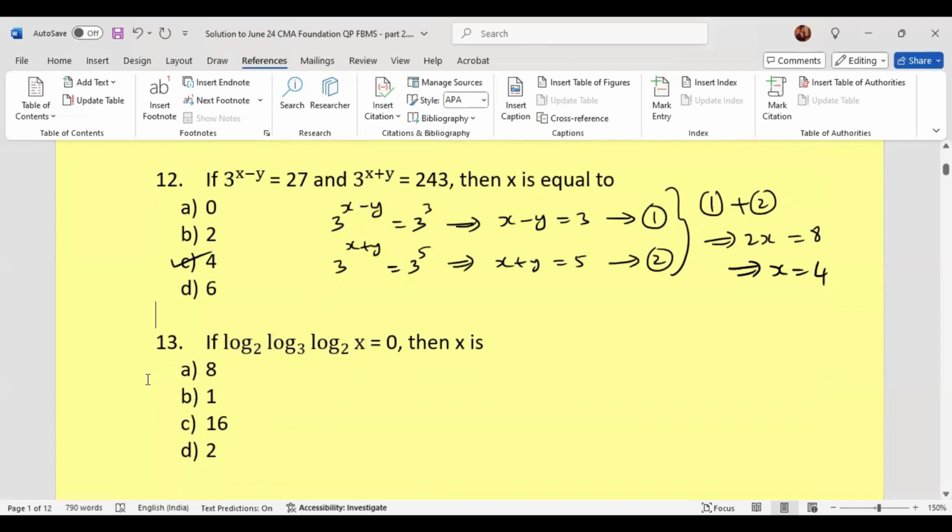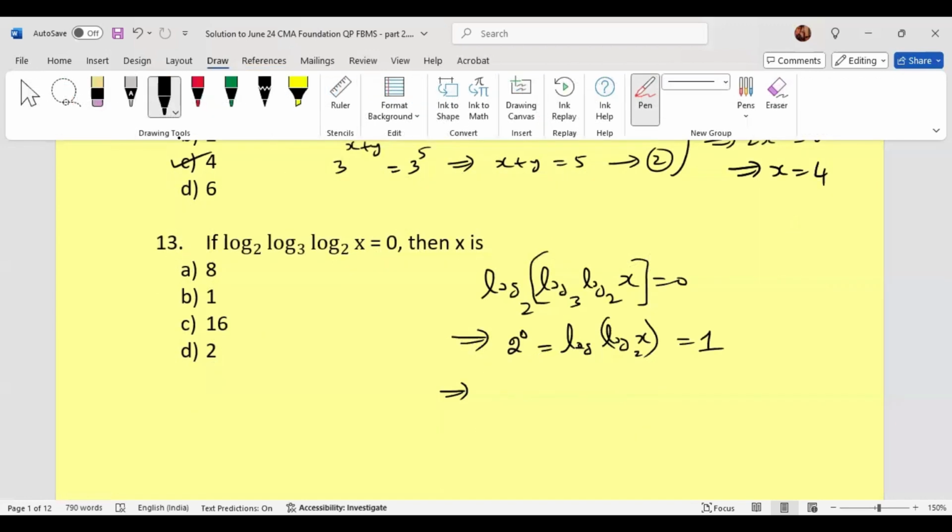Now next one. If logarithm of logarithm of logarithm of x, this is having base 2, here base 3, here base 2, is equal to 0, then x is what? So first of all, we can write this as log x equal to 0. This is to the base 2, this is to the base 3, this is to the base 2. Considering this first, I can write this as 2 power 0 is equal to logarithm of, so that is 2. First step is okay.